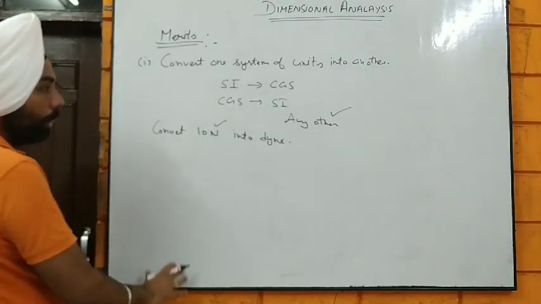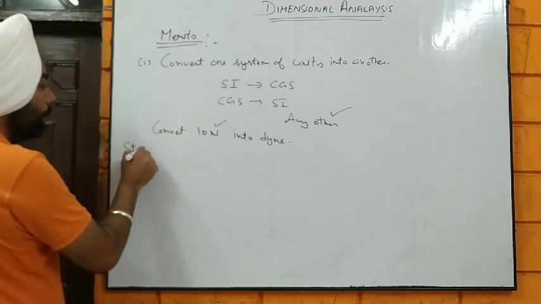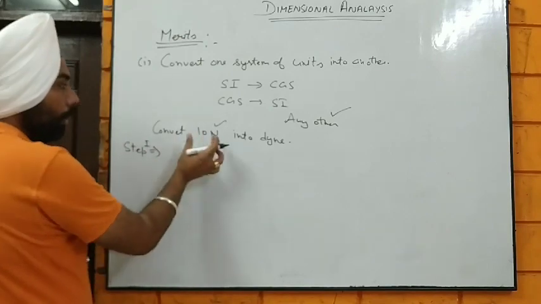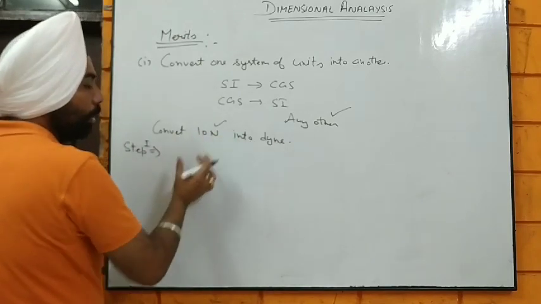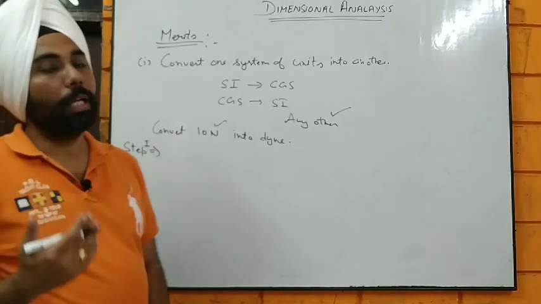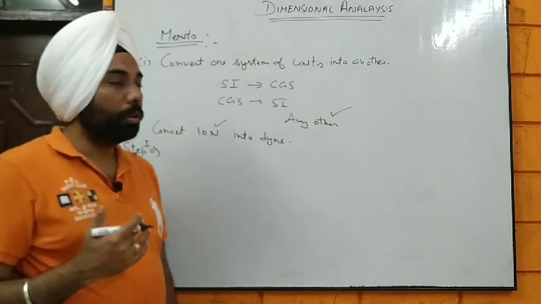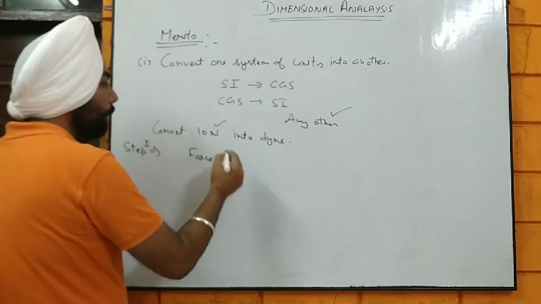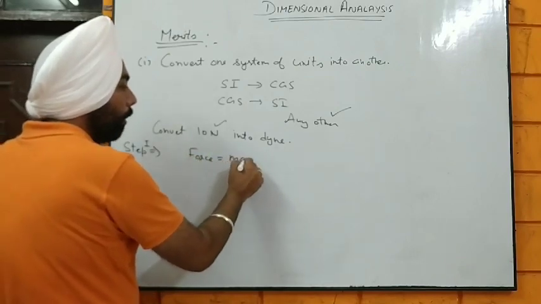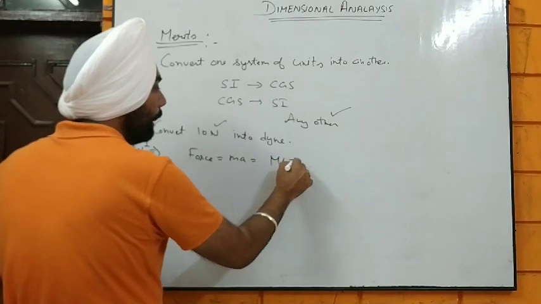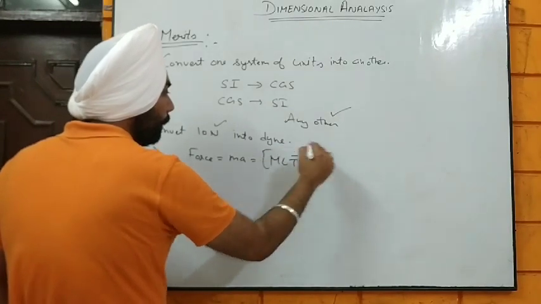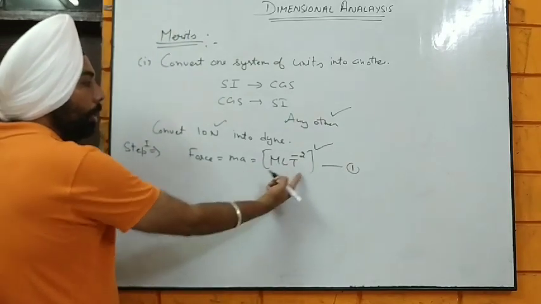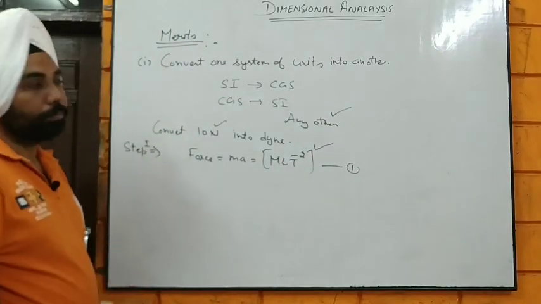We are going through some steps. Step 1: first of all, recognize the physical quantity. Newton and dyne are the units of force, so we have the physical quantity of force here, and the dimensions of force are M L T minus 2. That we have already done in part 1: how to make the dimensional formula of any physical quantity.